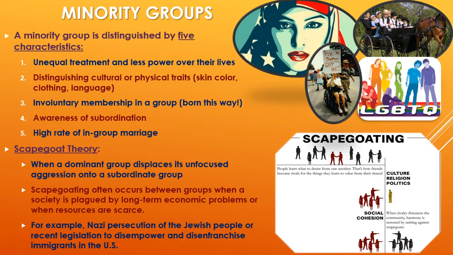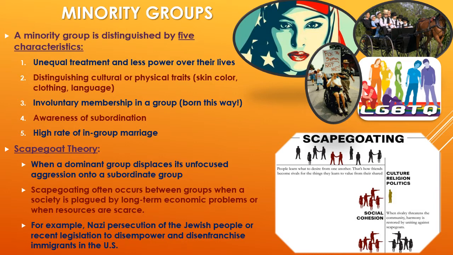And number 5, there's a high rate of in-group marriage, meaning that people are not really marrying outside their ethnic or racial group. They're staying insulated within their own cultural or racial category as society has defined it for them.